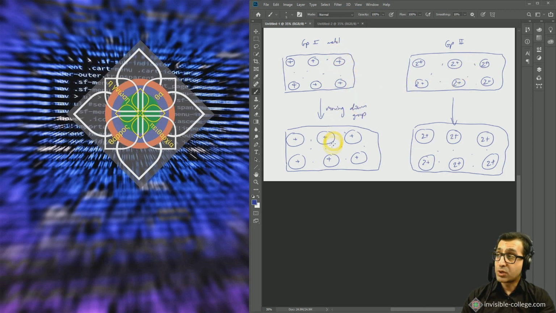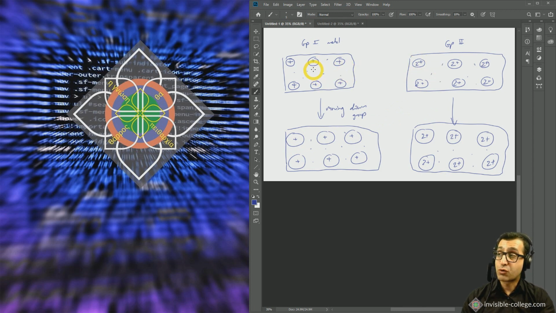So moving down a group 1 metal, the ions get bigger, the positive ions get bigger, and so the amount of electrostatic force of attraction between the ions in the metal and the negatively charged sea of electrons, the amount of force between those decreases as you go down the group, because the positive ions get larger and the charge density decreases.